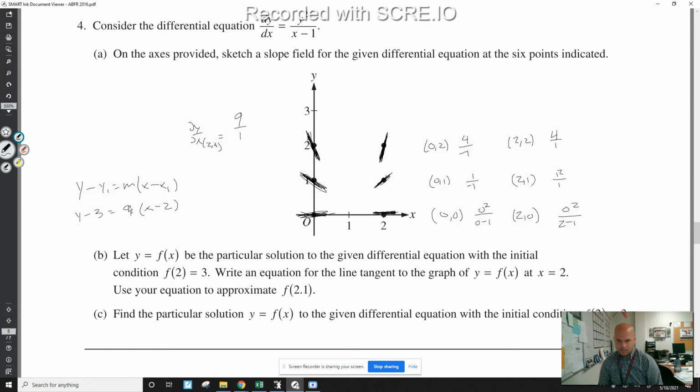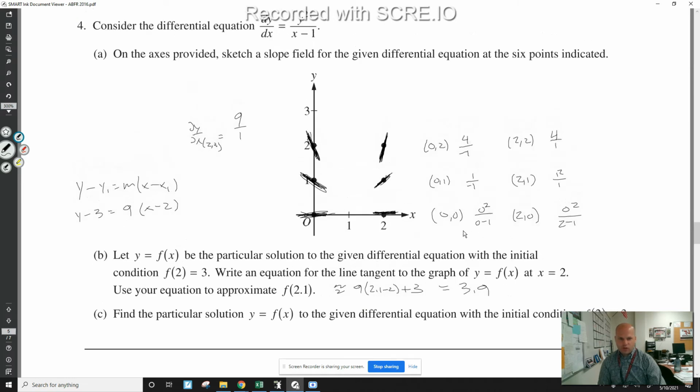So it's 9 over 1. So it's 9. Use your equation to approximate f of 2.1. So I got f of 2.1 is approximately 9 times 2.1 minus 2 plus 3. Leave it like that. That's fine. It's a no calculator question. This is 0.1 times 9, which is 0.9 plus 3. If you want to, it's easy to get 3.9.